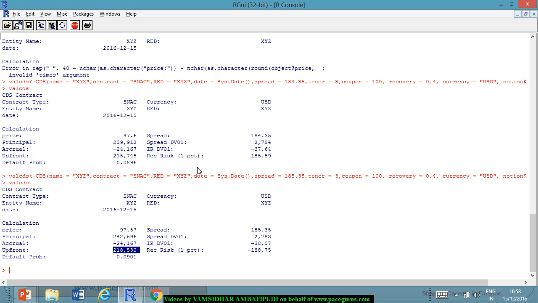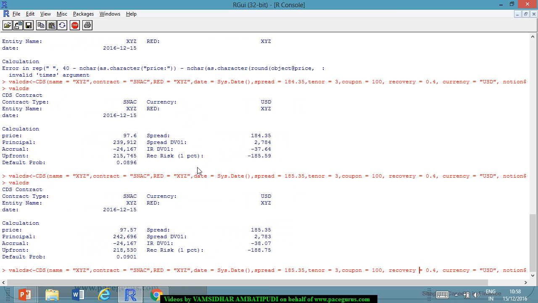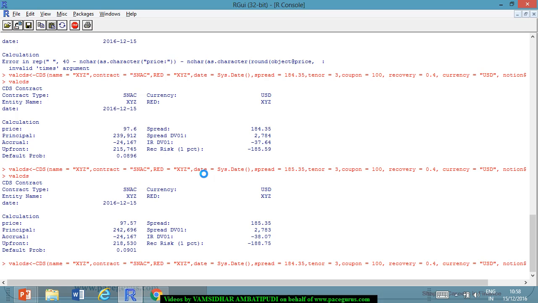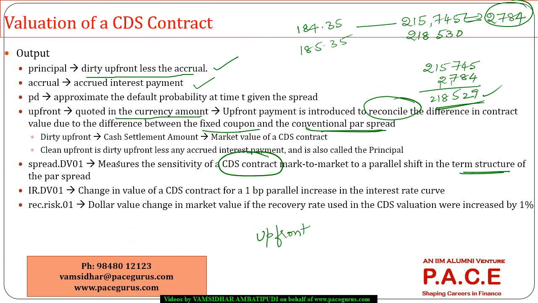That is what the spread DV01 is. In case the spread has gone up by 1 unit, what is the equivalent increase in the upfront value? That has worked out to 2783. So if the spread is increasing, that's the excess payment that needs to be made by the protection buyer to the protection seller. Similarly, we also have IRDV01, again a similar kind of concept.